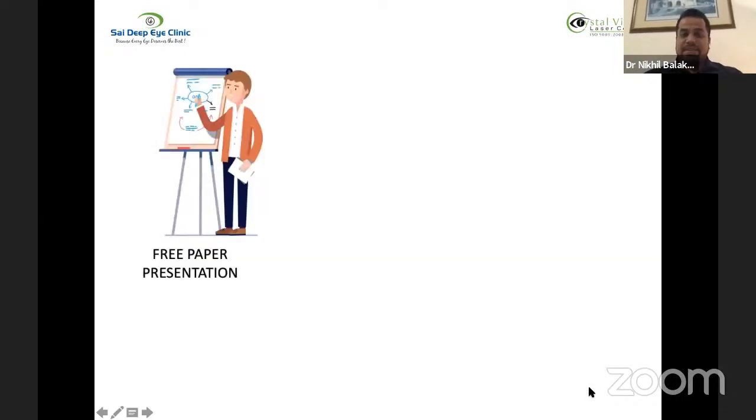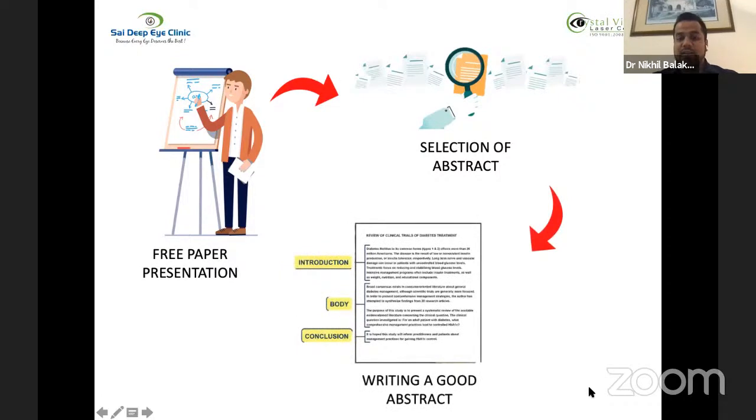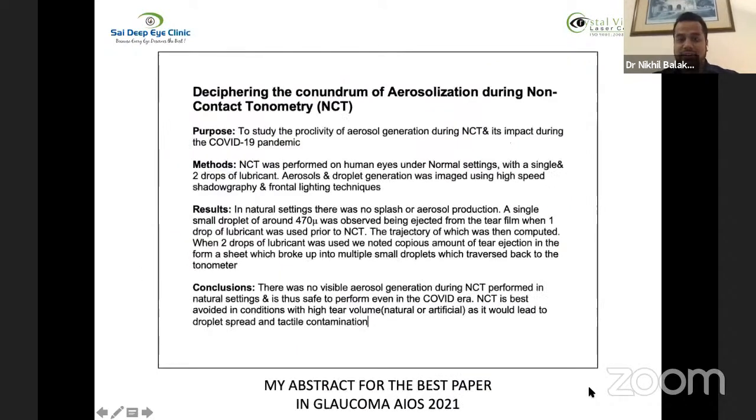For any free paper presentation, the first step is to get the abstract selected. And like already discussed, the abstract is basically like a trailer for the movie. If the trailer isn't good enough, no one is interested in going ahead and seeing the movie. Similarly, if your abstract is not up to the mark, it's not going to get selected. However good your study is, however deeply you've gone into it, you're not going to get a chance to present it. So how do you write a good abstract?